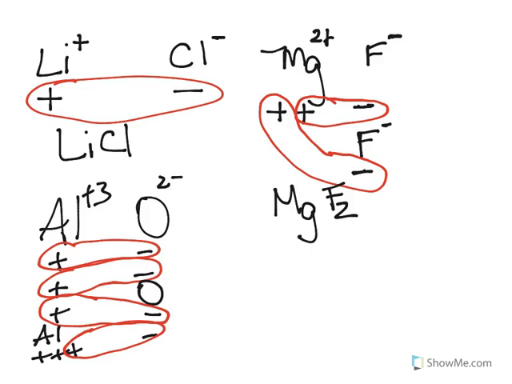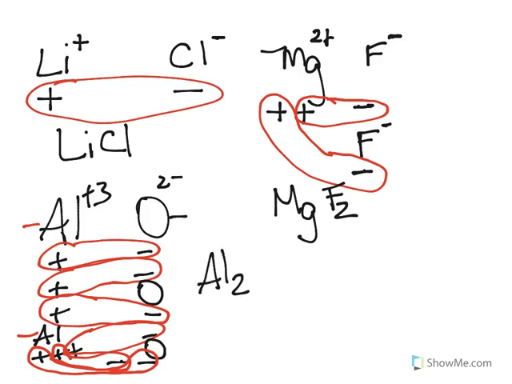Cancel these out. Now we have 2 positives left over. What can we do? Well, let's add another oxygen with 2 more negative charges. And now that negative and that negative cancel. That negative and that positive cancel. We are now overall neutral. So the formula for this is 2 aluminums and 1, 2, 3 oxygens, Al2O3.